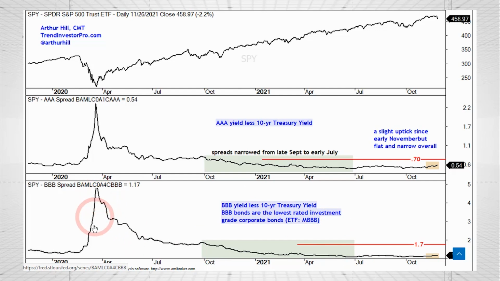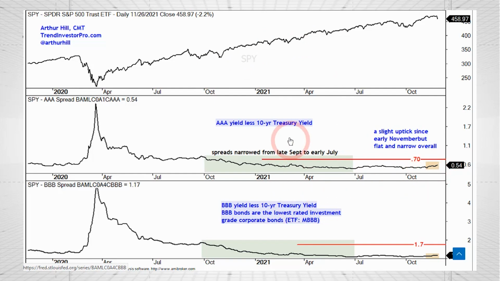And you can see, there's the surge when we had the COVID crash. And you can see the market went down. And then these yield spreads came down hard and the market went up. And these yield spreads pretty much narrowed into the end of June and the market went up. And the yield spreads have been flat since July, but they have ticked up a little bit.